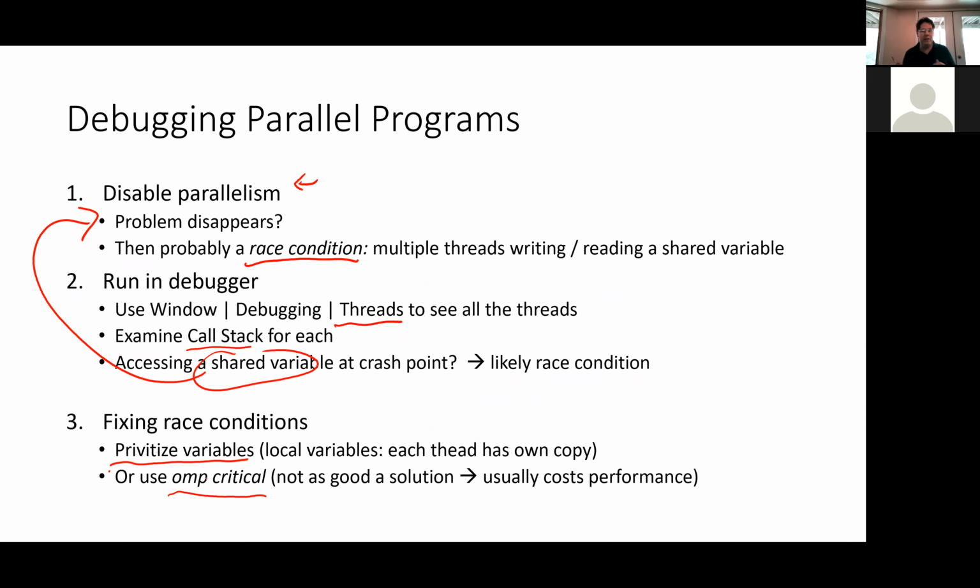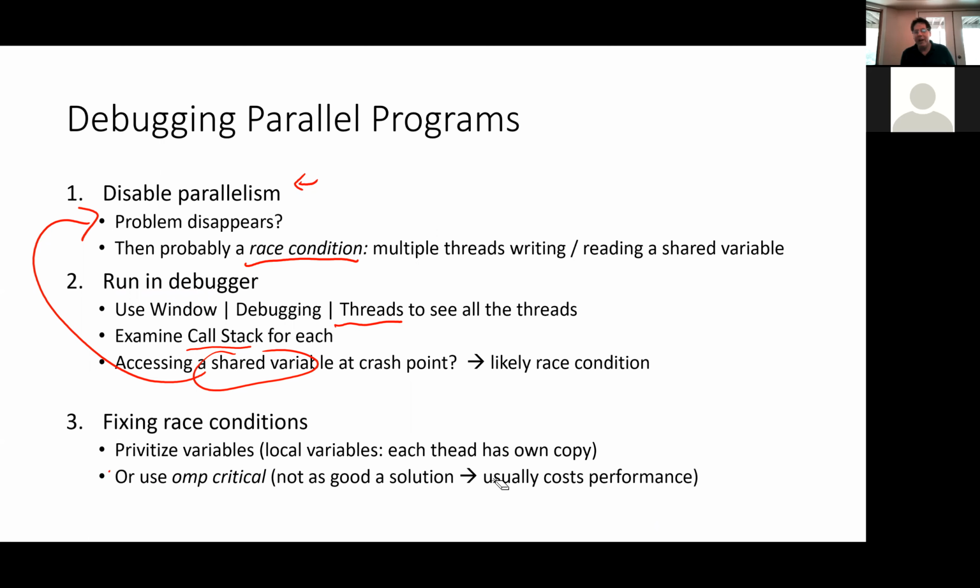OMP critical is an OpenMP critical section. That means only one thread can go through the code that you write right after OpenMP critical. So the threads will negotiate through something called a lock variable or a mutual exclusion variable who gets to execute that code, and only one of them will execute it at a time. This is not as good a solution because you have to write some more code, and it usually costs performance. You're saying only one thread can go through the following block of code at a time, which avoids race conditions, but costs performance.